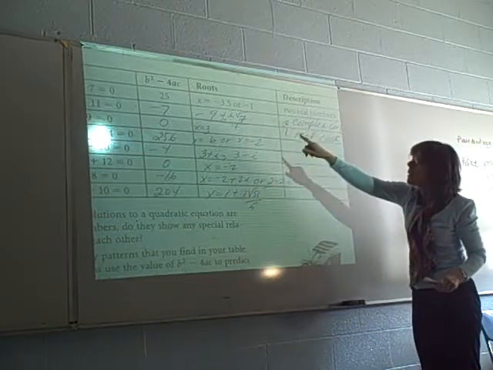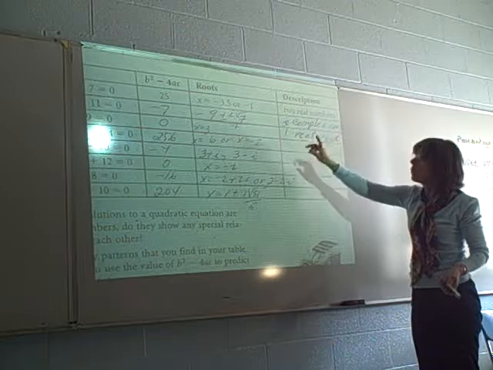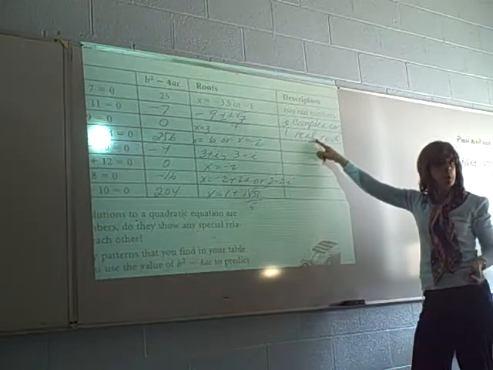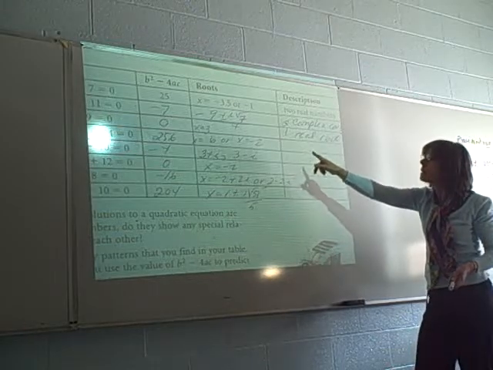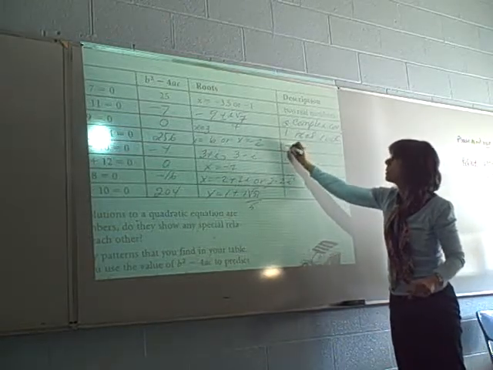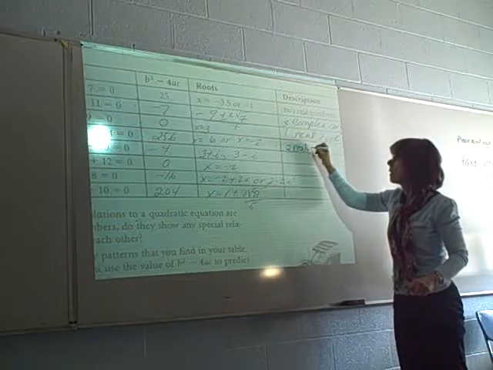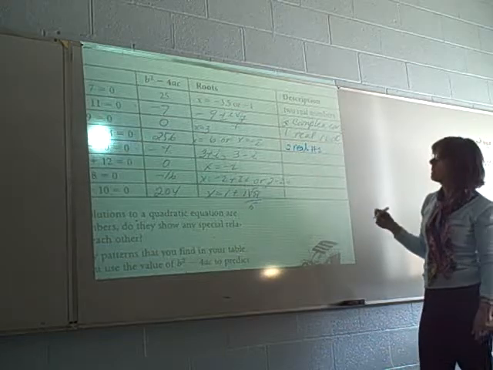So in this case, we had a negative 7. We ended up with two complex conjugates. When it's 0, we have one real root. When we had a positive number, we're going to have what? Two real numbers. And it just repeats it.